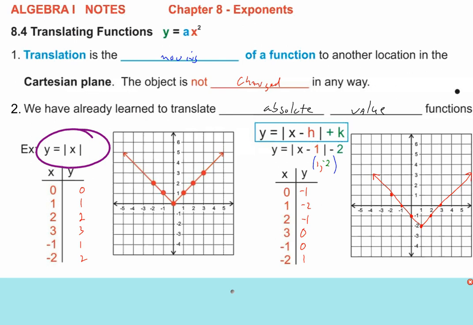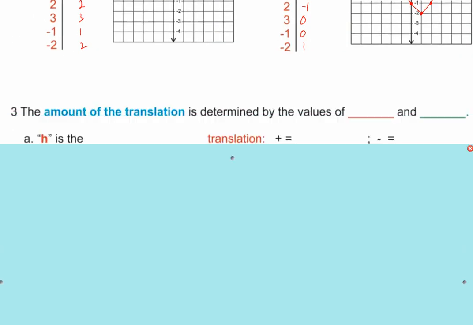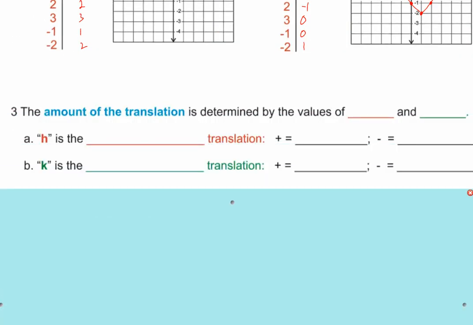Okay? Translation. What we want to focus on in this lesson is being able to read the h and the k values, because that tells us the translation. Right? So if you look on your notes, the next thing here is number 3. The amount of the translation is determined by the values of h and k. And that's what we're looking for.